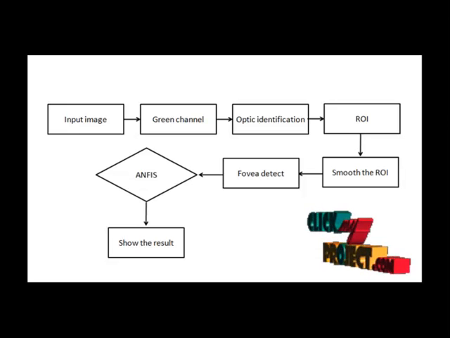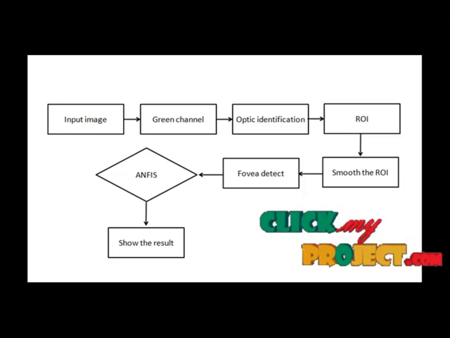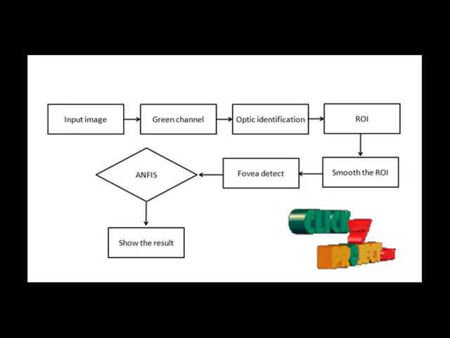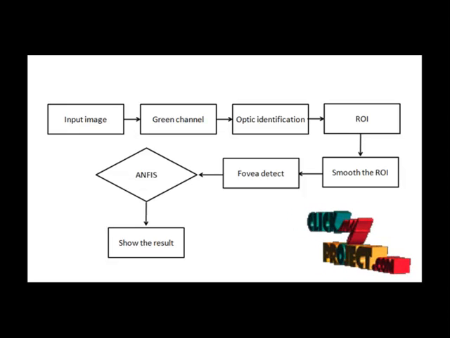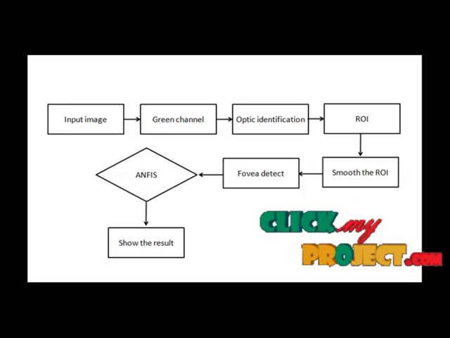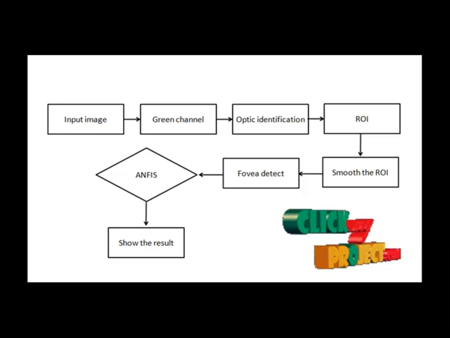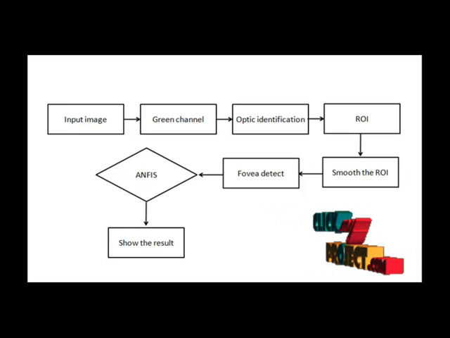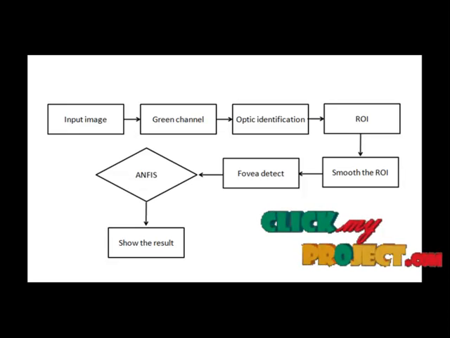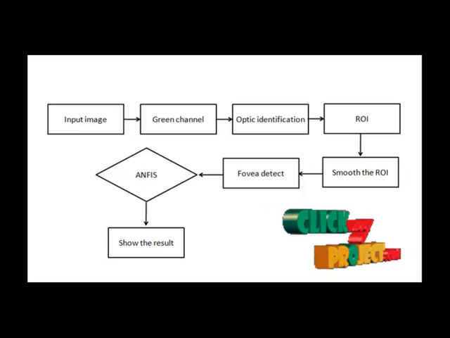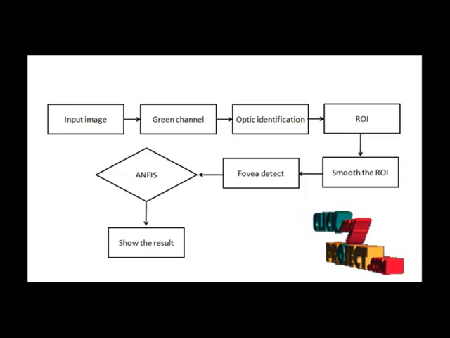After changing to the green channel, we find the optic region and boundary. The optic disc region is useful to detect the boundary. We also calculate the diameter of the optic disc. If we find the optic disc, then we go to the ROA image. Inside the ROA, the fovea is located.